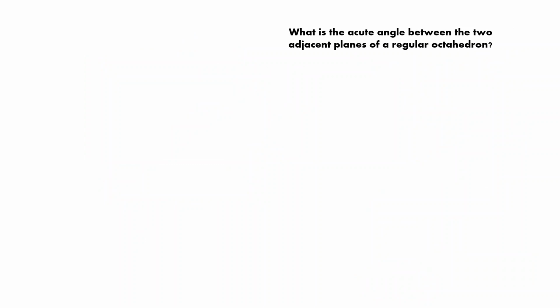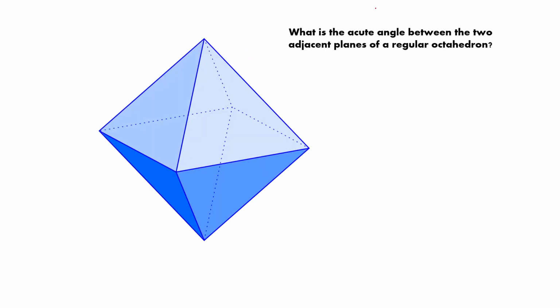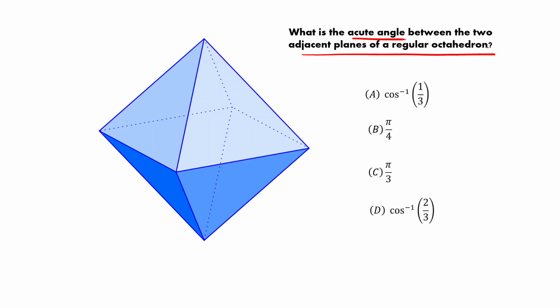Now this is a question for you guys. What is the acute angle between the two adjacent planes of a regular octahedron? And your options are like this. If you understood the ideas in this marathon video, you can do this question in two ways. Try whichever way you like, and let me know in the comments section what the answer to this question is.